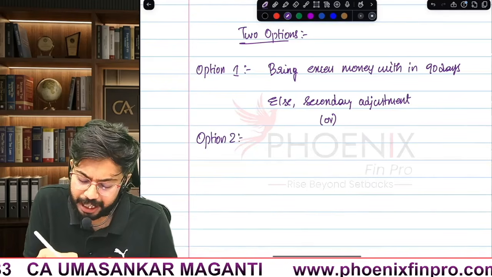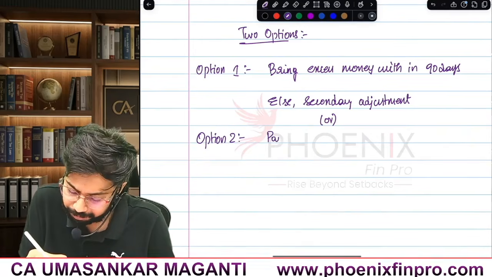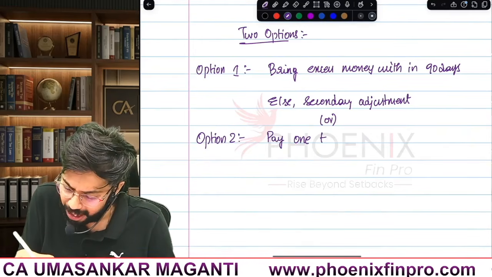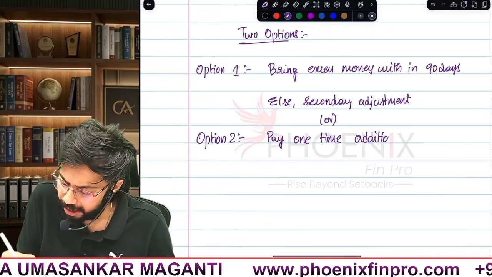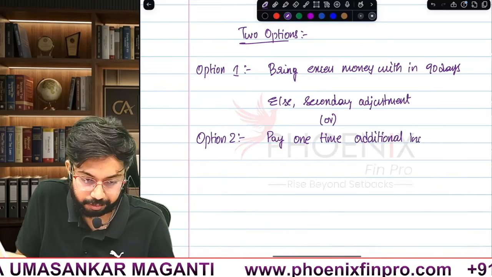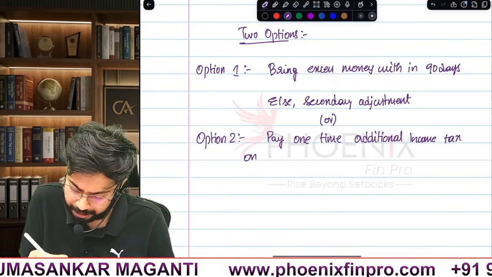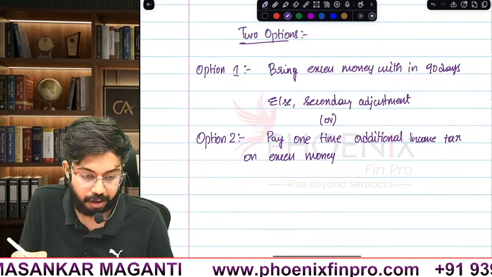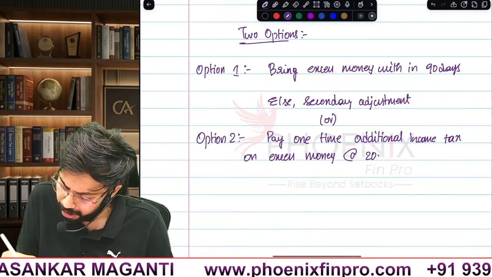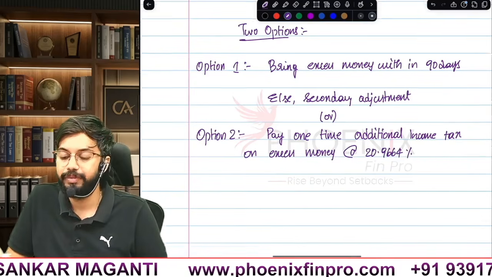To avoid secondary adjustment, you can pay additional income tax. Pay one time additional income tax on excess money at the rate of 20.9664 percent. Are you able to understand?